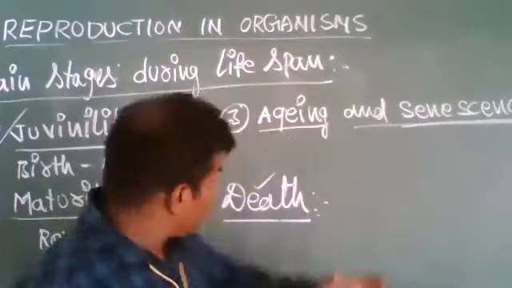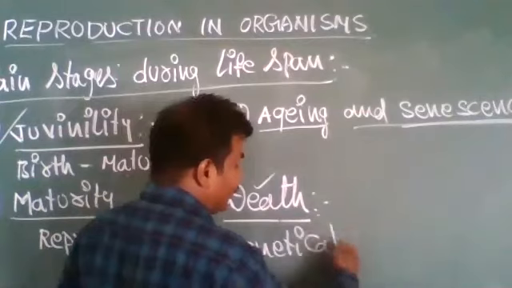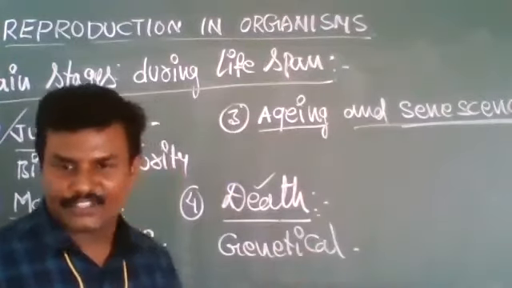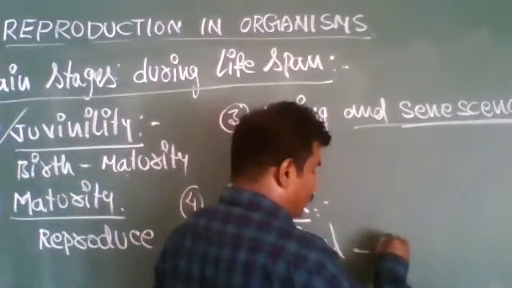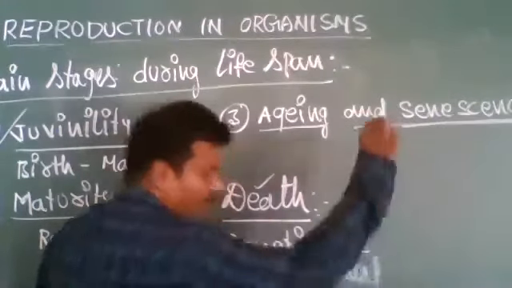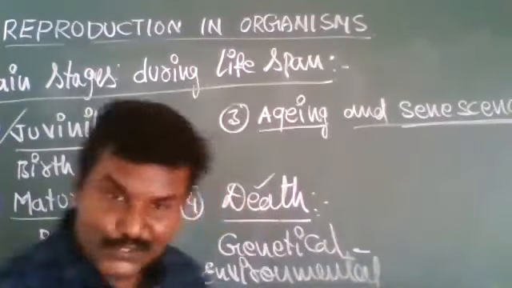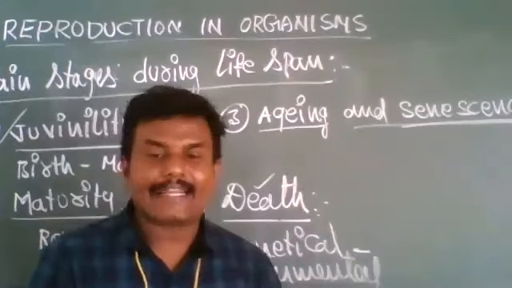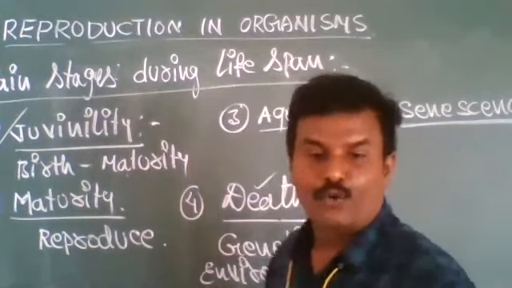All these stages depend upon the genetic composition of our body. Juvenility, maturity, aging, senescence, and finally death are processes that depend upon the genetic composition of living organisms and are also influenced by environmental factors. Our surroundings, the environment, also influence juvenility, maturity, aging, senescence, and finally death. Not only the genetic composition of living organisms, but along with that, environmental factors also influence these 4 stages.